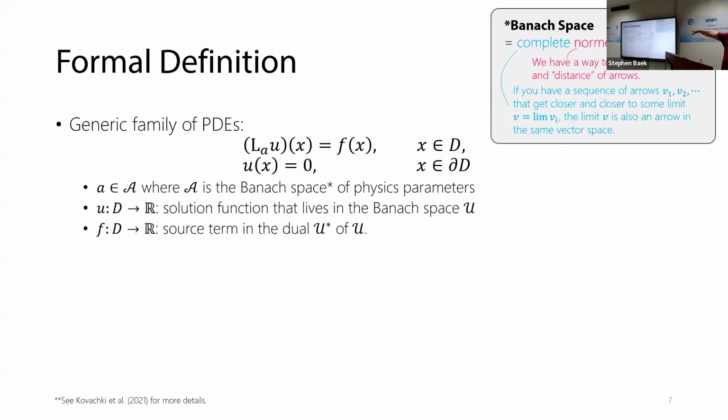So D is the domain. D is the physical domain. So if you have a CAD model, then D is the space bounded by the CAD model. Or if you have some fluid system, D is the control volume.